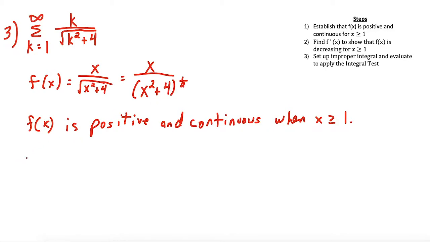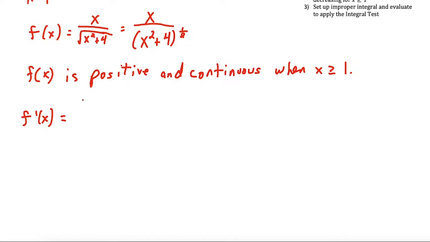Okay, so that's going to allow us to do quotient rule. So when we take the derivative here, we've got f prime of x equals, and now let's go ahead and use the quotient rule. So we've got x squared plus 4 to the 1/2 power times the derivative of the numerator. So that's the first part here, and then minus x times the derivative of the denominator, and this part's a little bit trickier.